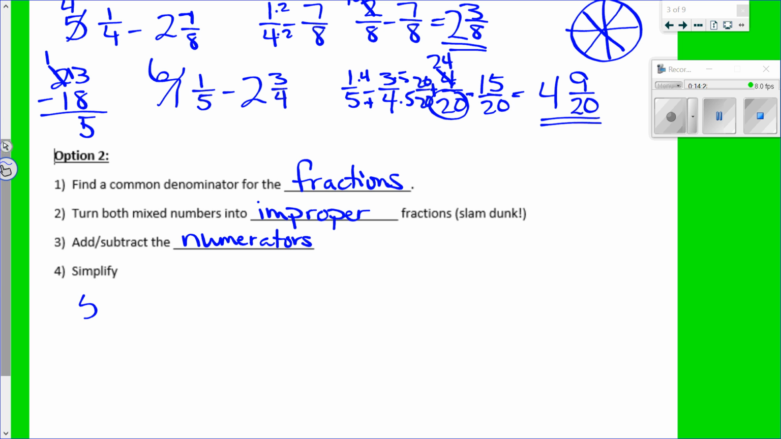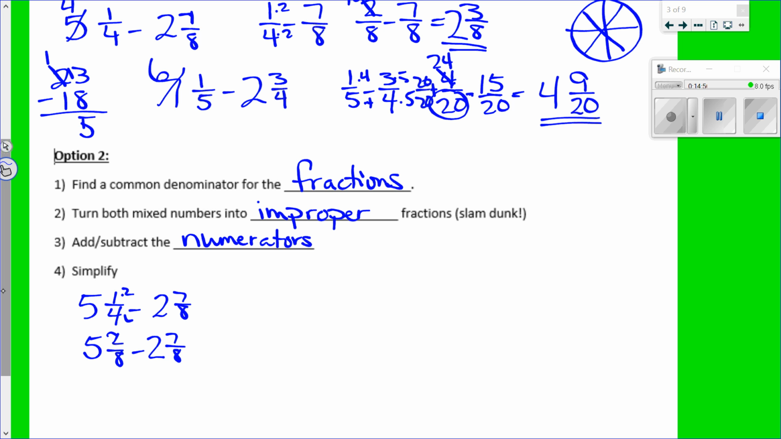So I'm going to use the same numbers. 5 and 1/4 minus 2 and 7/8. What's going to be my common denominator for the fraction piece? I have 1/4 and 7/8. So my common denominator would be 8. So I'm going to multiply this one by 2. So that gives me 5 and 2/8 minus 2 and 7/8.